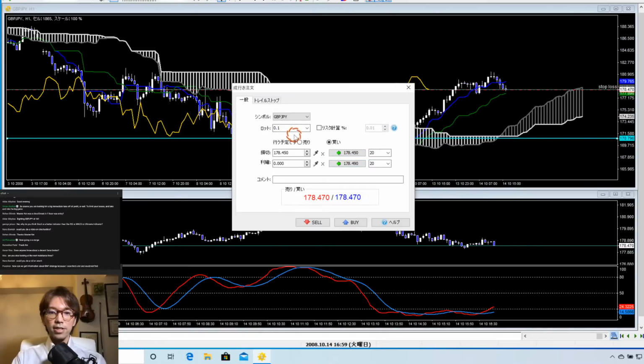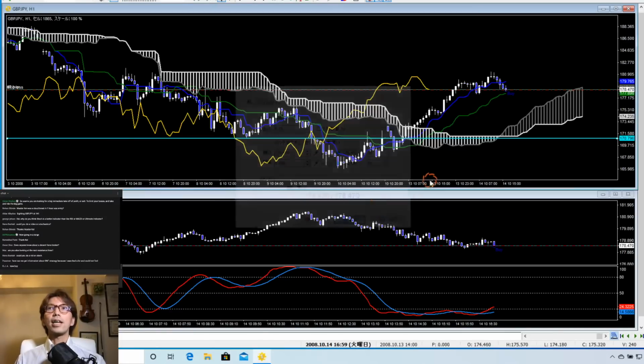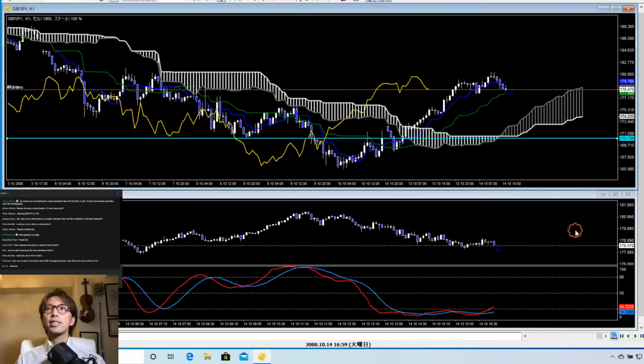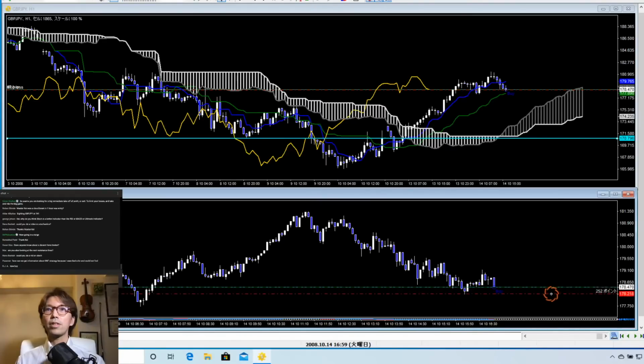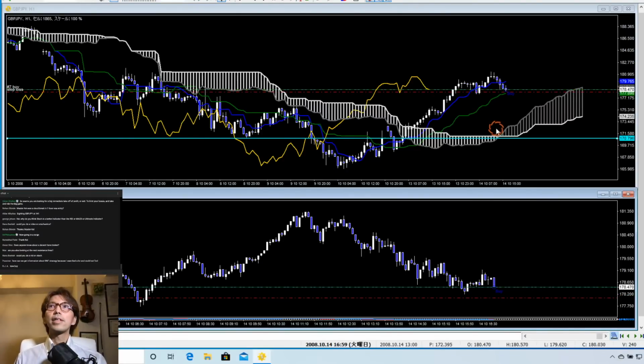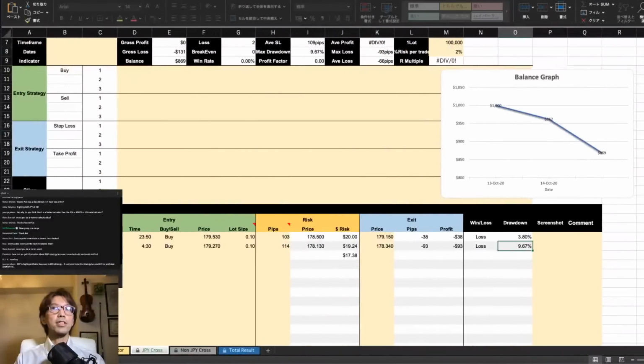I will just decrease the lot sizing to 0.01 because 0.1 is too big. So let me take a buy, and in this case, the recent low was very tight. It was slightly below the recent low, which is here. So in this case, it's about 40 pips of stop loss, 39 or 40 pips. Right. So entry point was 178.470.